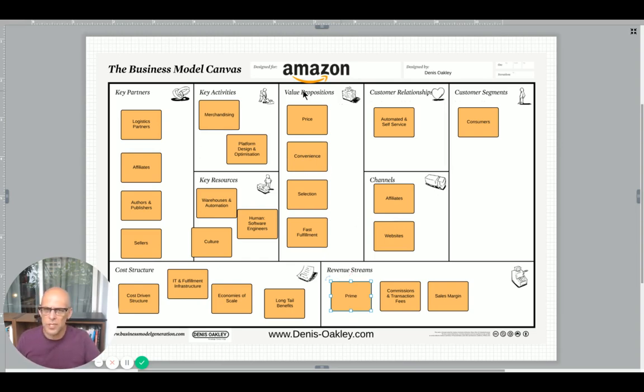So how does Amazon deliver all this? Now we're going to look at the left-hand side of the business model canvas, which is called the infrastructure. This side is customer facing, this side is the infrastructure, and Amazon is a very infrastructure driven company. It has basically got two very important parts. It has got the platform, which is the part that you interface with.